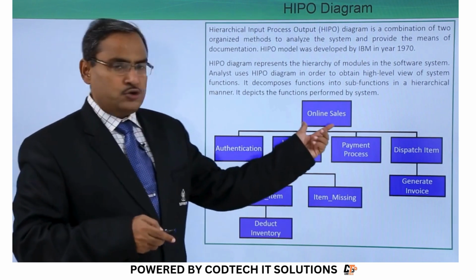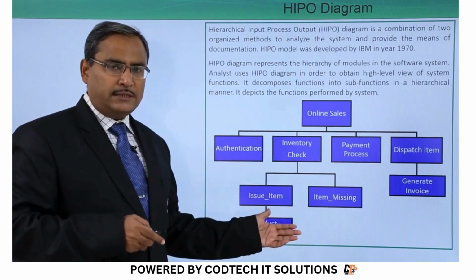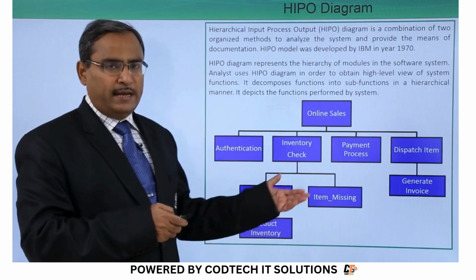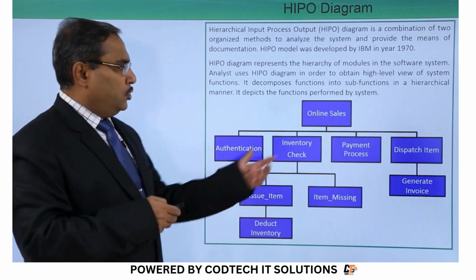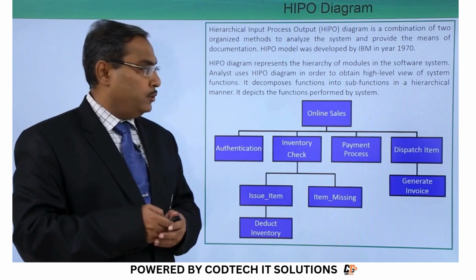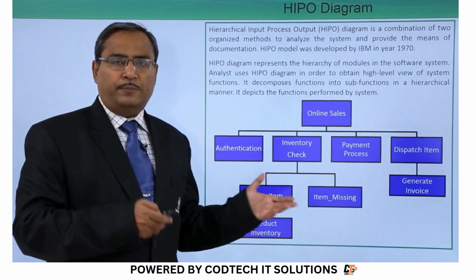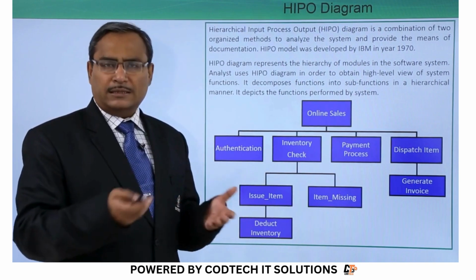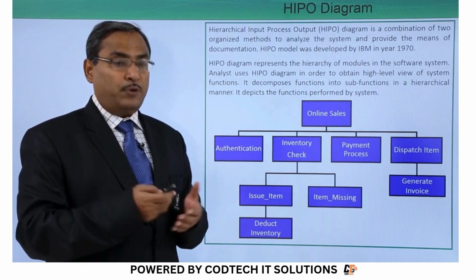So there will be one root, and there will be some branches, with the leaf nodes and in between intermediate nodes. So here you can see that each and every rectangle is denoting a module. So this module can perform a procedure, might be performing a task, or might be performing a process.